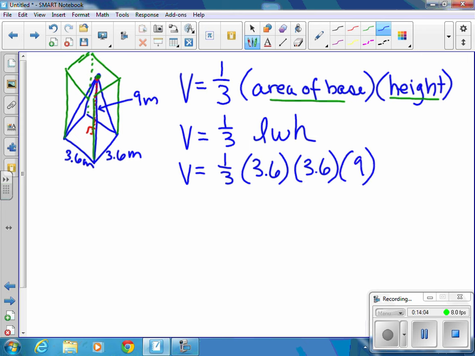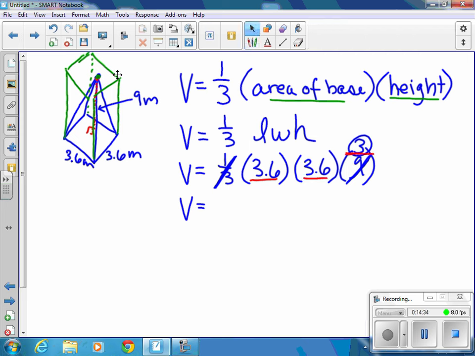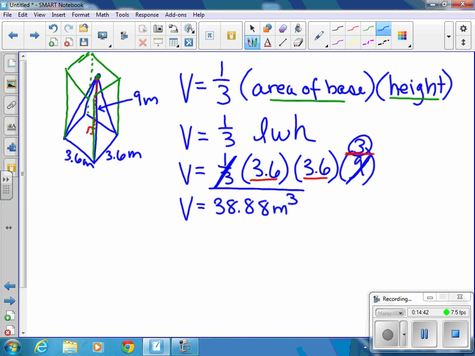Okay? So when I do this, if I can simplify, let's simplify what we can. I can get rid of the third by saying a third of 9. Well, 9 divided by 3 is 3, so my 9 changes to a 3. I got rid of the 1/3, and I also got rid of the 9. I just replaced it with a 3 here. So now I just have to multiply. Let me do another color again. I just have to multiply 3.6, 3.6, and 3. So when I do that math, it comes out to be 38.88 meters cubed. Because it's still volume, it's still 3-dimensional, so it's meters cubed.